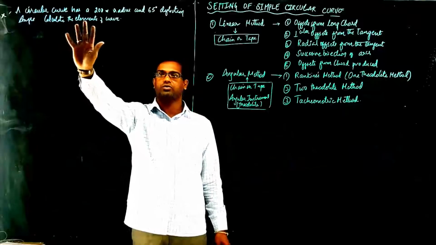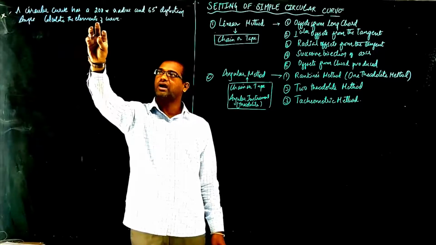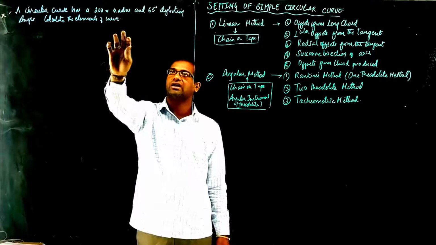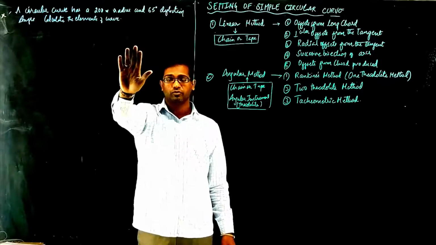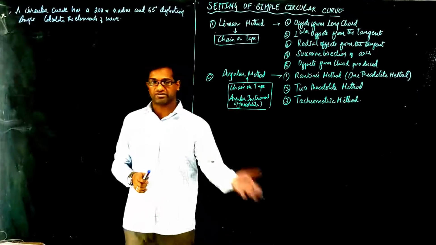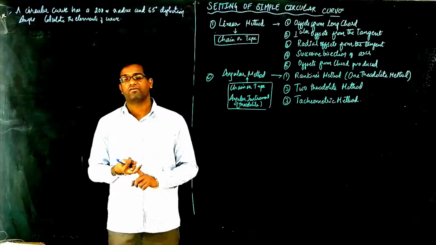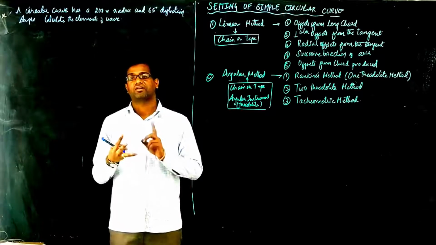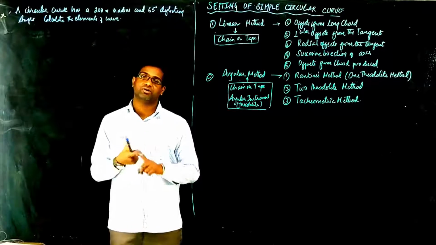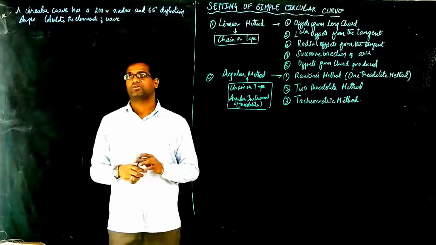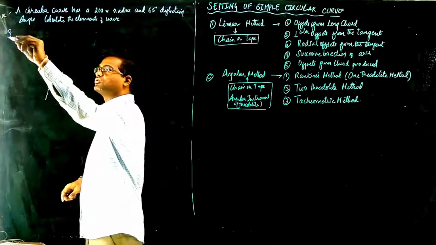We will discuss one problem here. A circular curve has a 200 meters radius and a 65 degrees deflection angle. Calculate the elements of the curve. We have to calculate the degree of curve, length of curve, tangent length, long chord length, apex distance, then mid ordinate. So these seven we need to calculate from the given data. First we write down the given data.